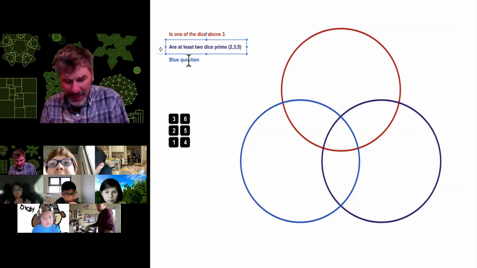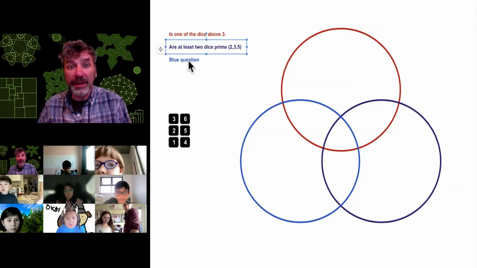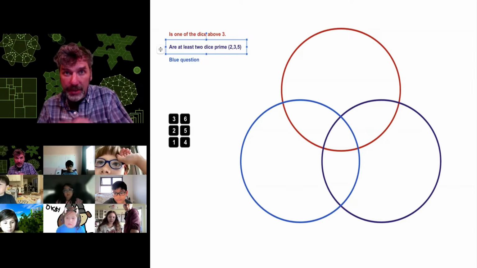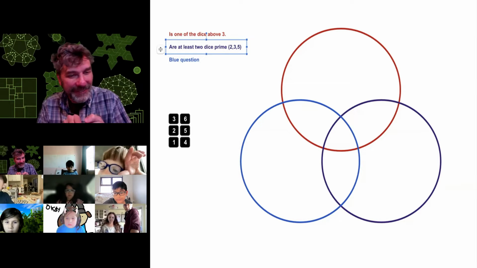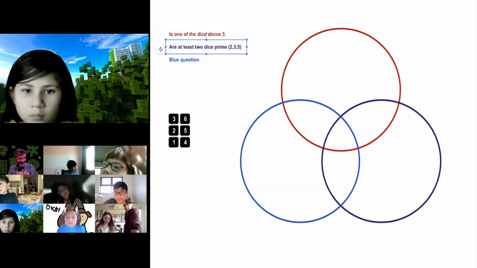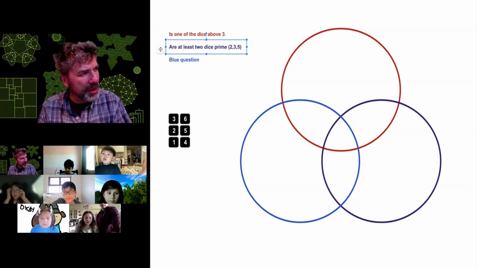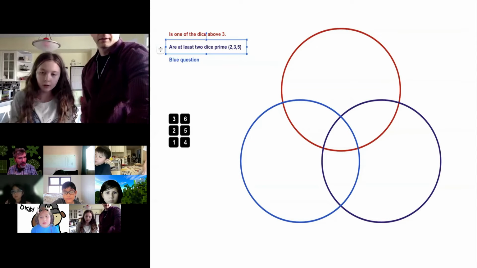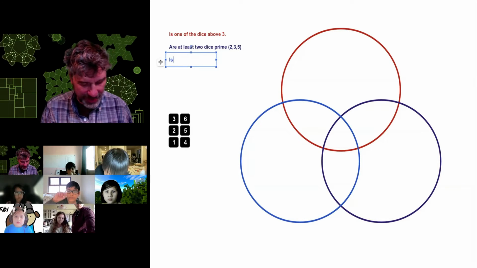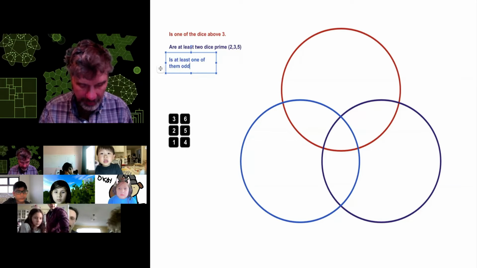Amelia, I'm rolling some dice. Maybe it's a whole bunch of dice. I'm not telling you how many. I'm rolling a whole bunch of dice, and I want you to ask a question about these dice. Tell me about them. Oh, I can't hear you, Amelia. You'll have to talk up a lot. Is at least one of the dice an odd number? An odd number. Okay. So is at least one of them odd?